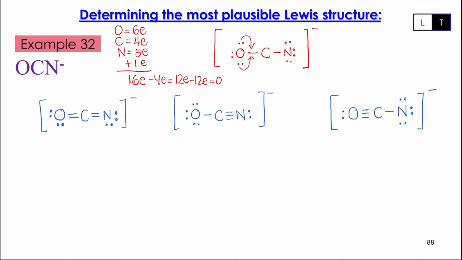So, you got 3 possible Lewis structures for OCN minus. Kalau saya minta Lewis structure, ini belum lagi ya. Ini belum dikira sebagai Lewis structure. So, ingat, kita kena pastikan semua atom octet.